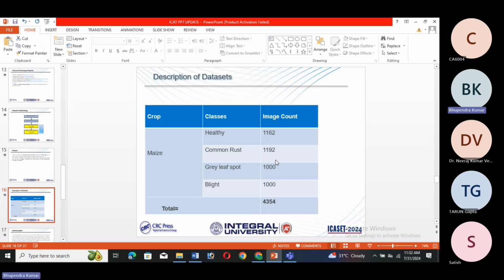And the description of the dataset. We are using 1,162 images of healthy leaves, 1,192 images of common rust, 1,000 images of gray leaf spot, and 1,000 images of blight. The total is 4,354 images.